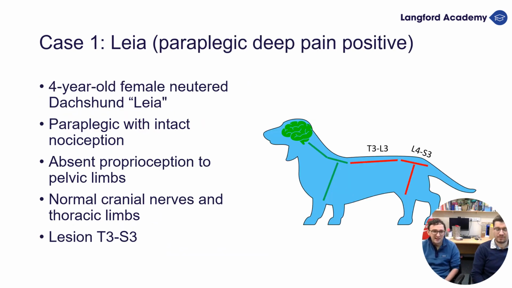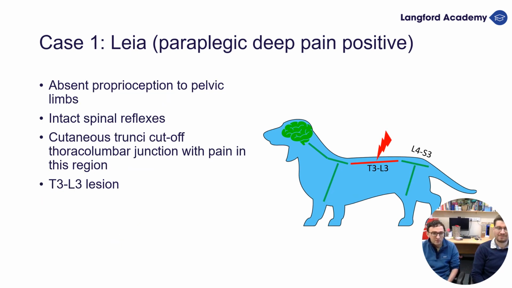So in this case, we know she's paraplegic with intact nociception. Using the rest of our clinical exam, we can rule out an obvious forebrain or brainstem lesion because the cranial nerves are fine, with no change of mentation. She's a bright, well, happy dog. The thoracic limbs are fine, so we know it's unlikely to be C1-C5 or C6-T2. Therefore, the lesion must be either T3-L3 or L4-S3. So without more information, we'd localise this to T3-S3.